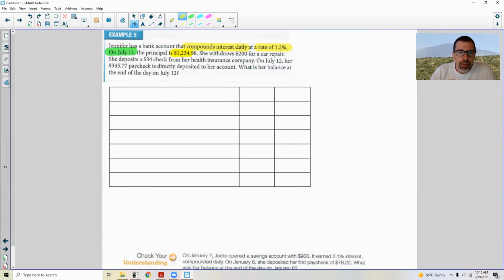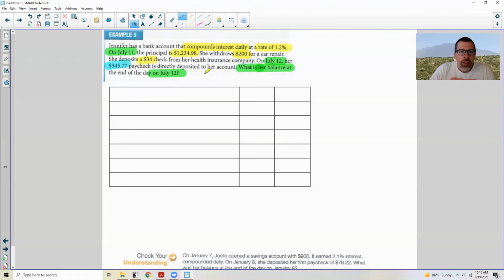The principal is this amount. She withdraws 200. She deposits a $34 check from her health insurance company. And then on July 12th, she has a $345.77 paycheck that she deposits into her account, or it was directly deposited. What is her balance at the end of the day on July 12th?